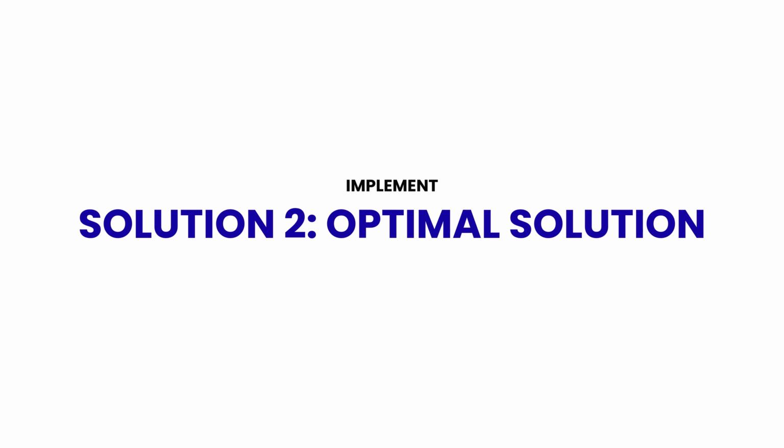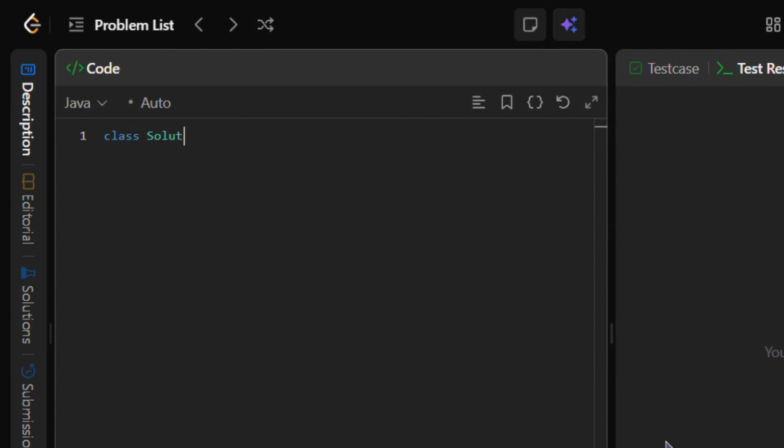Now let's try another implementation approach using solution 2. We begin with the solution class. This is simply the container holding our optimized method. Then we declare the max product method. It takes an array of integers and returns the largest product of any contiguous subarray.